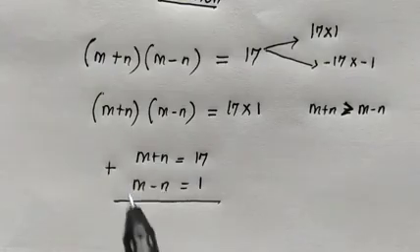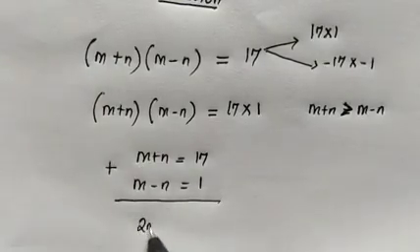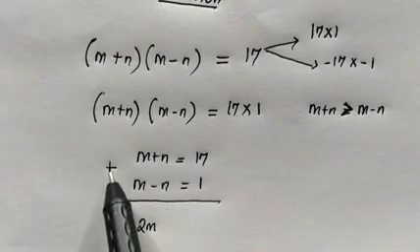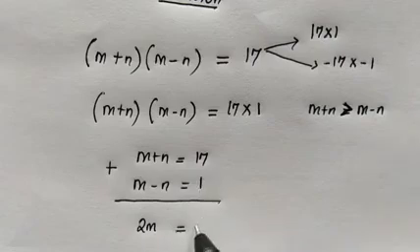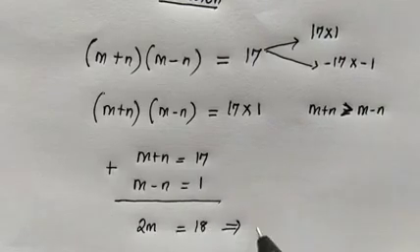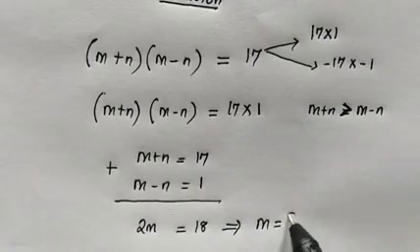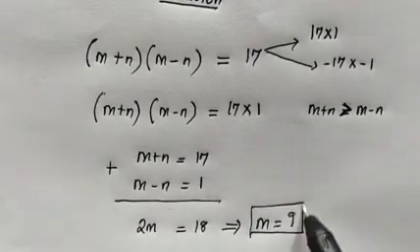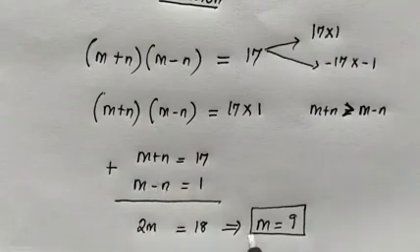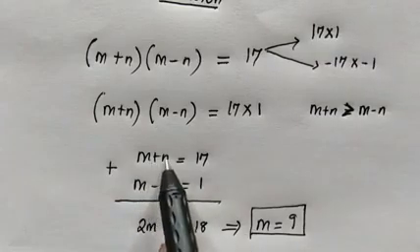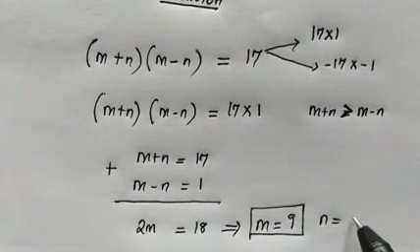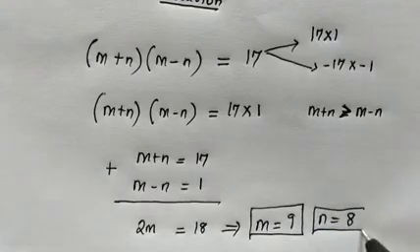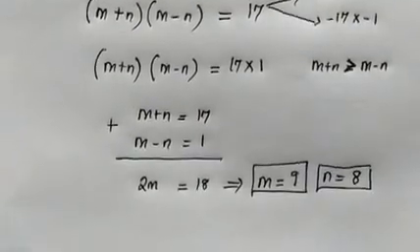So if you add both equations, m plus m is 2m, plus n plus negative n is 0, right? So this is equal to 17 plus 1, which gives us 18. So divide both sides by 2, m is equal to 9. Now, if you substitute the value of m in equation 1, we get n will be 17 minus m, right? Which will be 17 minus 9, giving us 8. So we have our positive solutions.